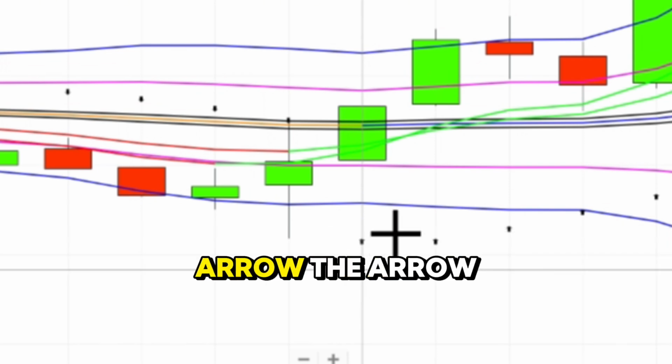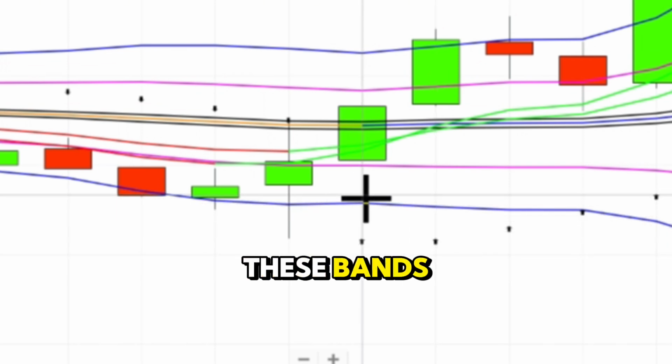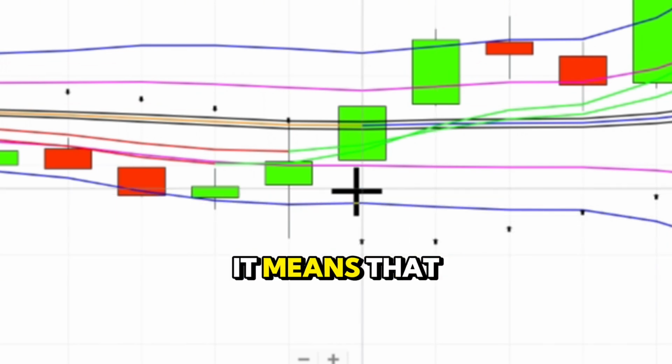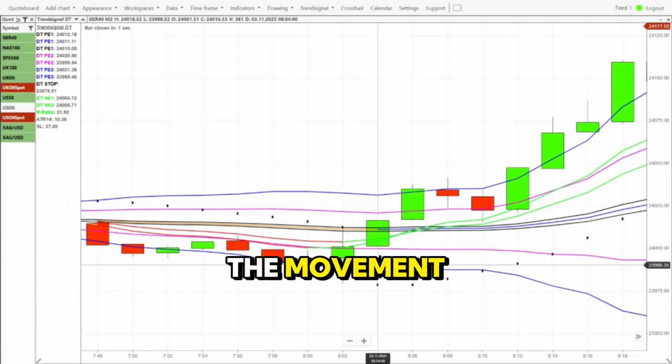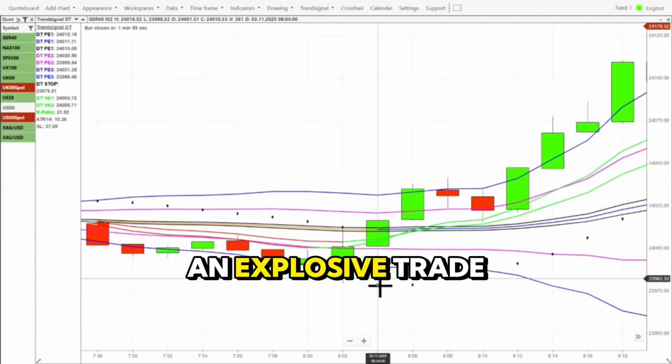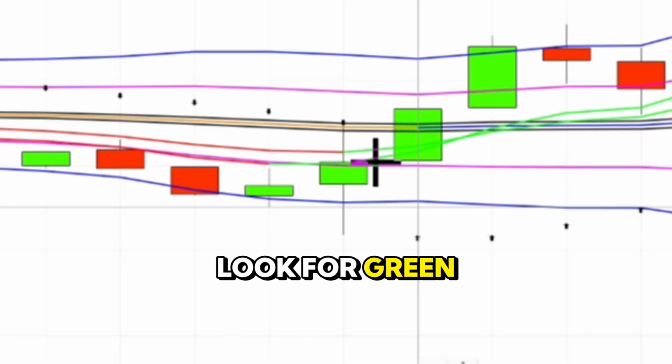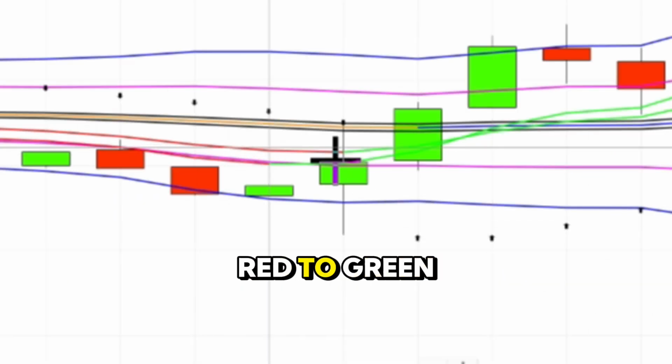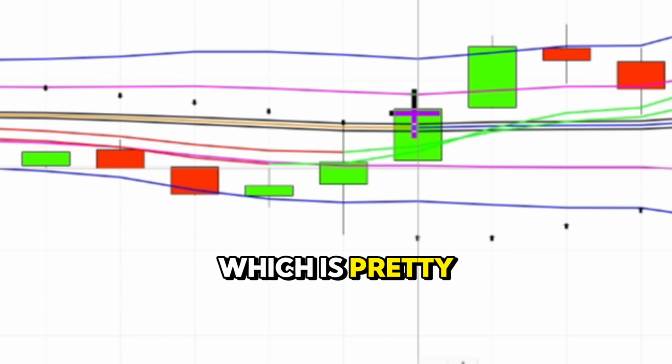Number one, where is the arrow? The arrow is outside of these bands. That implies the market's been stretched. It means that we need to take less factors into account, essentially, before we make the movement. So this is what I like to call an explosive trade. Step two, we look for green vector averages. We've turned from red to green in time for the open, which is pretty good.